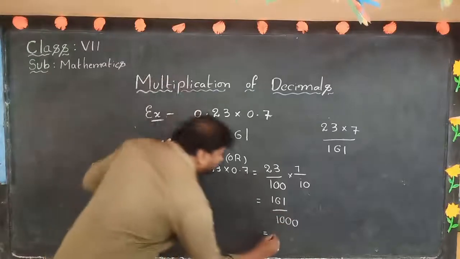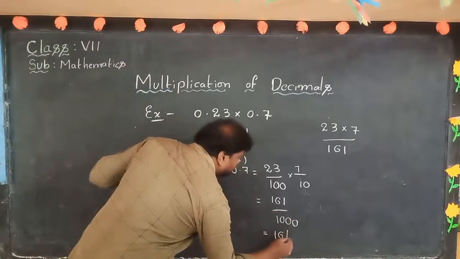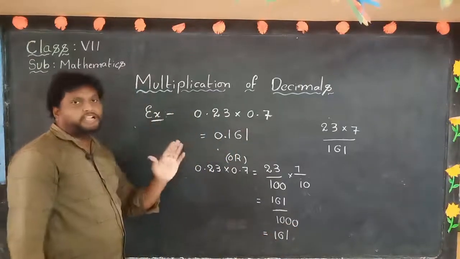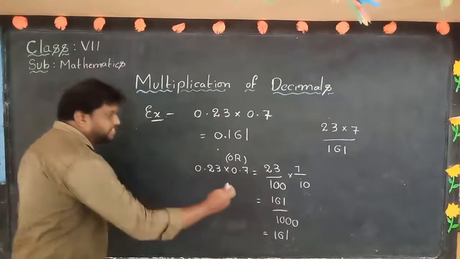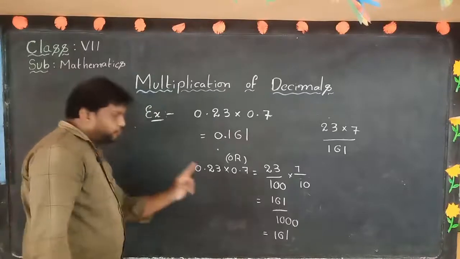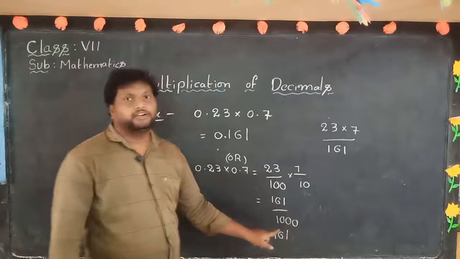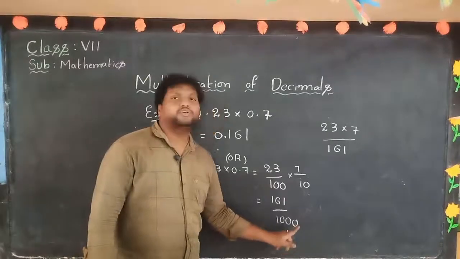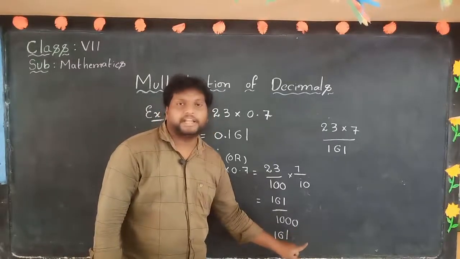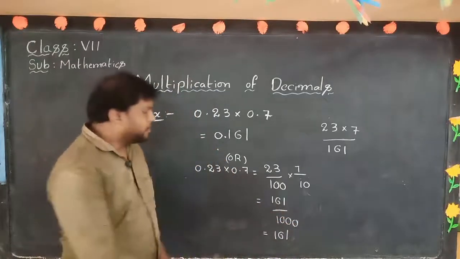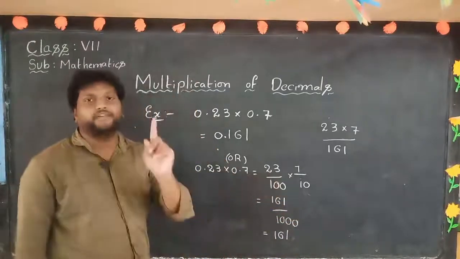161. We'll remove the zeros, then put the point. For 1 0, the decimal point will change position from right side to left side. The zeros are removed from the denominator. Don't be confused. In the numerator the point position will change from right side to left side by one place for each zero.